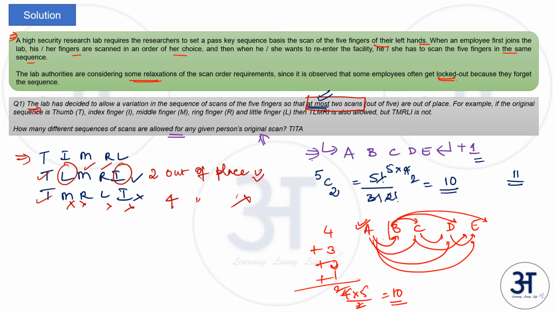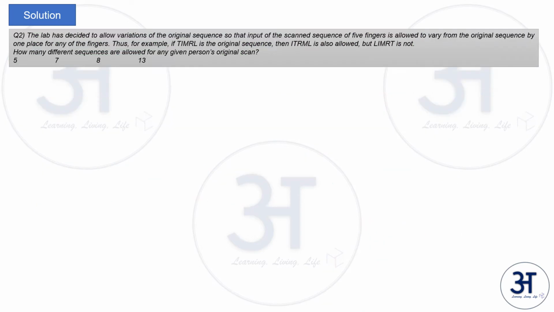The only key thing you have to remember here is you have to add this 1 also, the original sequence also. So the answer here is 11. Let us move to question number 2.